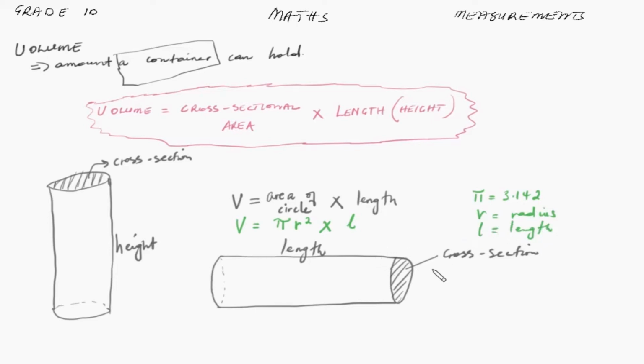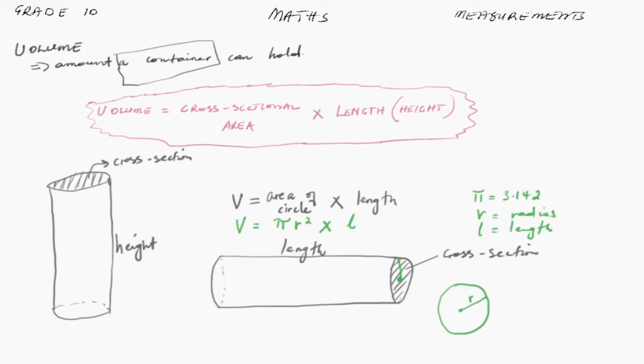Now the radius, remember, if we have a circle, the radius is any distance from a point on the circumference to the center of that circle. So if this is our circular section, and this is the center, a radius will be any line from the center to a point on the circumference. So we take the radius, we square it, and multiply it by pi, multiplying it by length. That would be the volume. So it takes us back to the definition of volume being the cross-sectional area multiplied by the length.